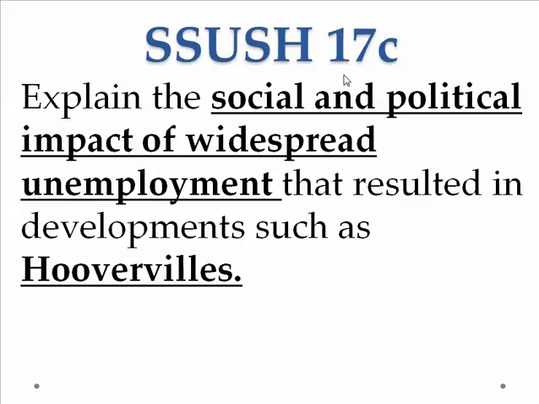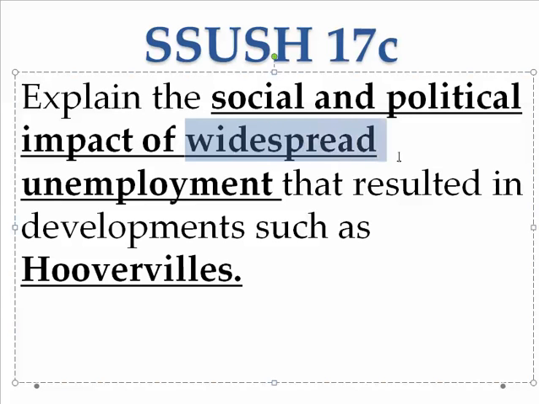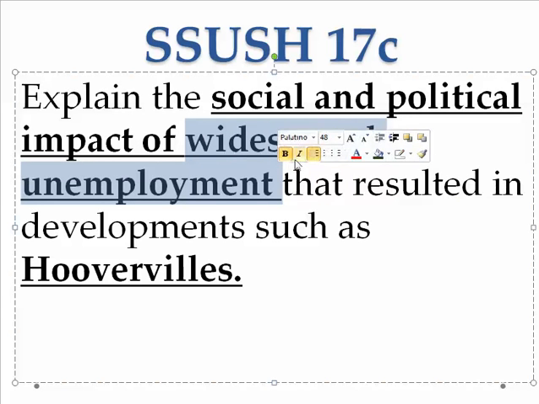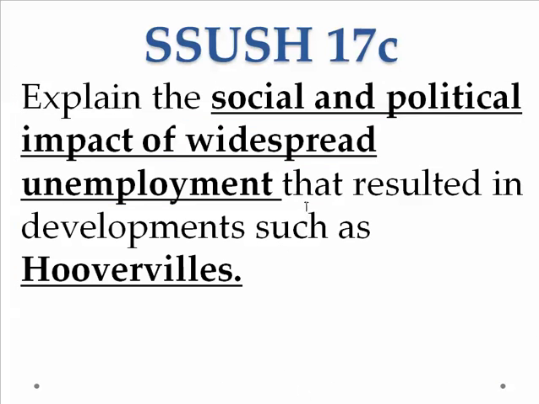Okay, let's look at Standard 17, Substandard C. We're still talking about the Great Depression here. Explain the social and political impact of widespread unemployment. So a big characteristic of the Great Depression was unemployment. But more than unemployment, on close examination of our standard, we see an adjective here: widespread unemployment. In other words, all over the United States people were unemployed. 25%. 13 million people were unemployed at the time.